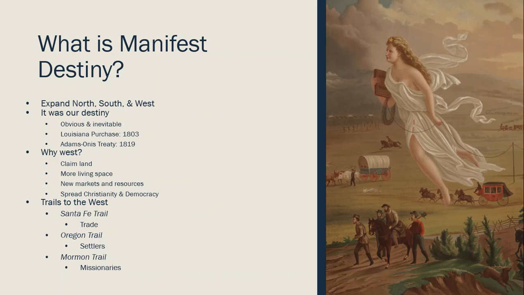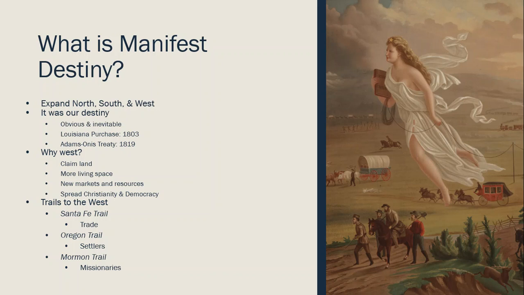And many felt a religious connection, that it was our God-given right to expand from one ocean to the next. That had always been a goal of the United States, to be able to have control pretty much of the spans of North America. And we wanted to expand north, we wanted to expand south, and we particularly wanted to expand west.